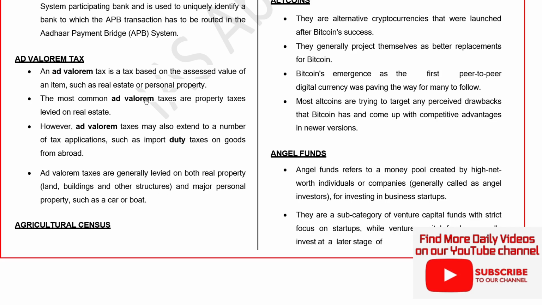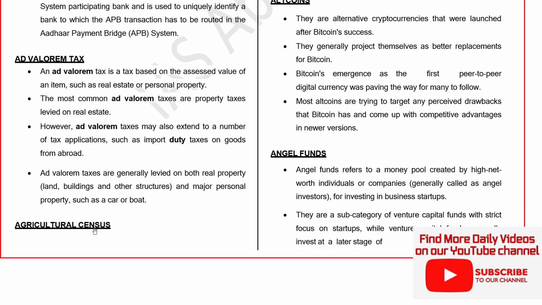So basically, it is the assessed value of an item that is called ad valorem tax. That tax is based on the assessed value of an item, especially in real estate or personal property. Personal property could include a car or boat, etc.